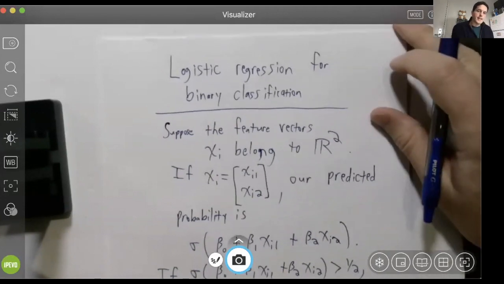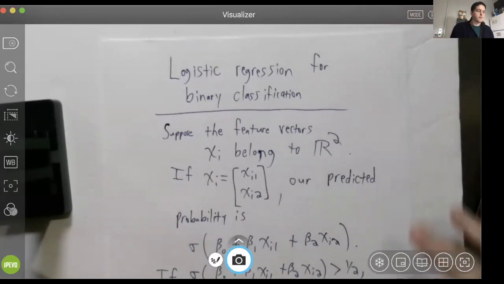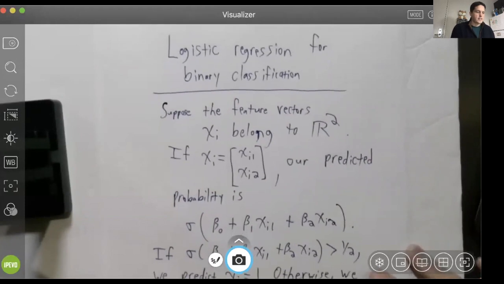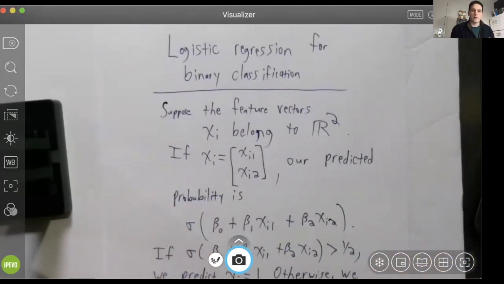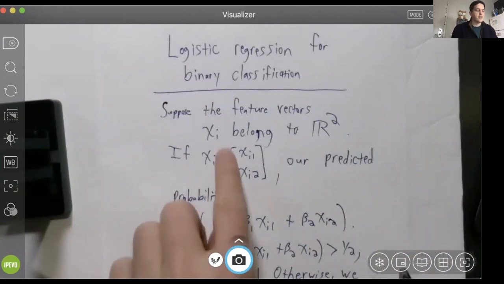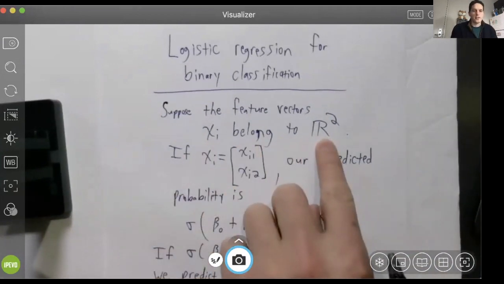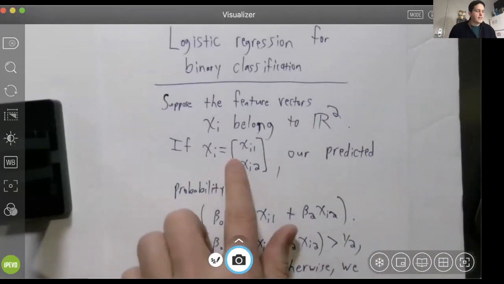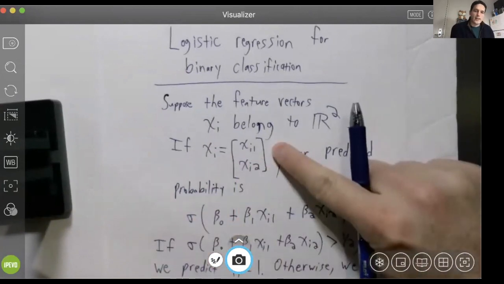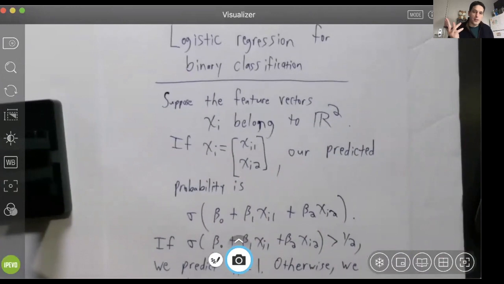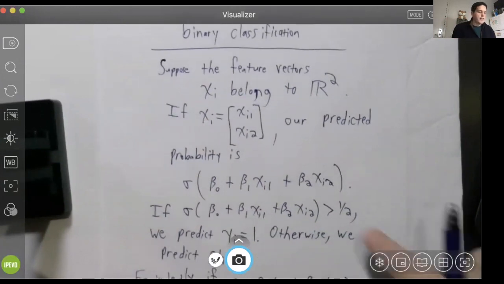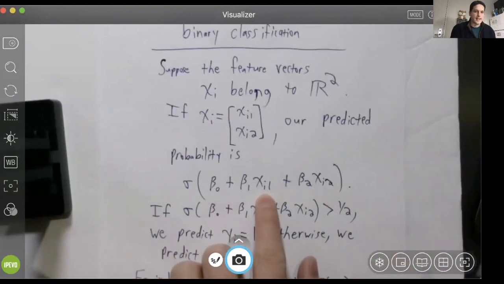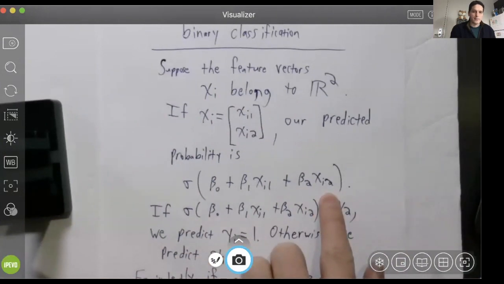So to introduce the idea of overfitting, I'm going to first review our setup for a logistic regression for binary classification. Suppose, for simplicity and to make it easier to visualize, that the feature vectors are points in R2. And how does logistic regression work? If these are the components of the ith feature vector, then the way we compute our predicted probability, as we know, is we compute this quantity, beta naught plus beta 1 times the first component of xi plus beta 2 times the second component of xi.